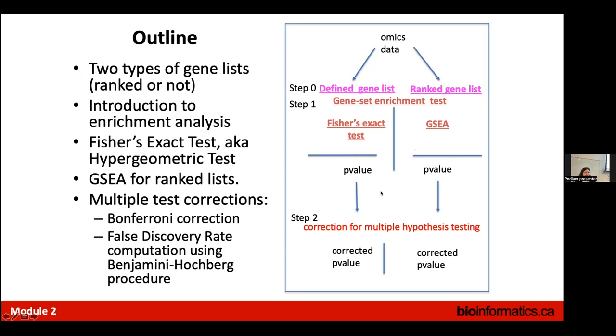But the output is very similar, and the output of enrichment analysis is a p-value that is associated with each of the tested pathways. And then because we are testing many pathways at the same time, we need to correct for multiple hypothesis testing. And during the lecture, we are going to see the calculation of the Bonferroni correction as well as the false discovery rate.